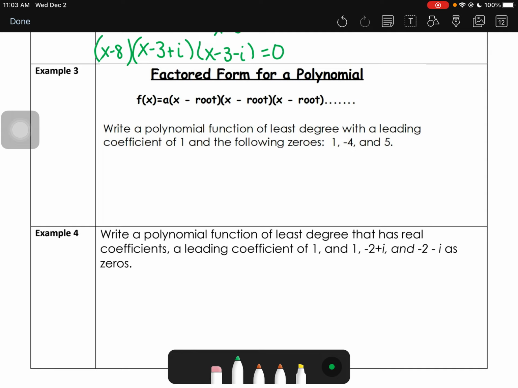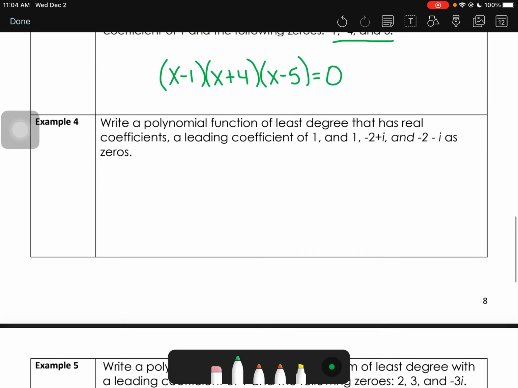So this says write a polynomial function of least degree, which means we're only going to use the factors given to us, with a leading coefficient of 1 and the following zeros. And that's exactly what we were doing. So instead of positive 1, we do the opposite. Instead of negative 4, we do the opposite. And instead of positive 5, we do the opposite. The leading coefficient is 1. We're only using those roots. That's least degree. And we're going to set it equal to 0, or we can also say y equals or f of x equals.